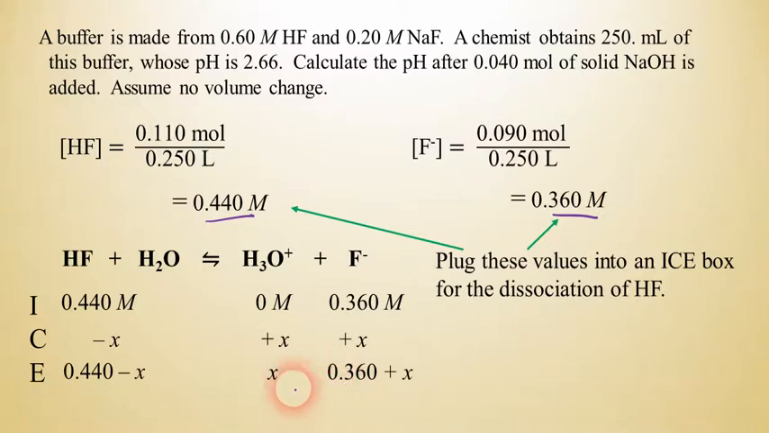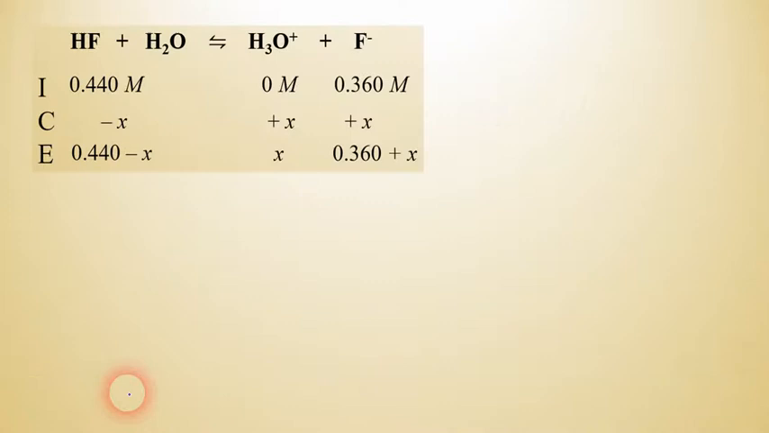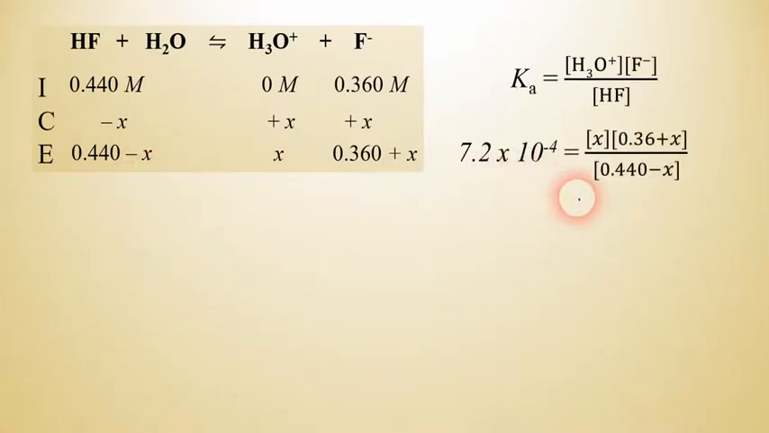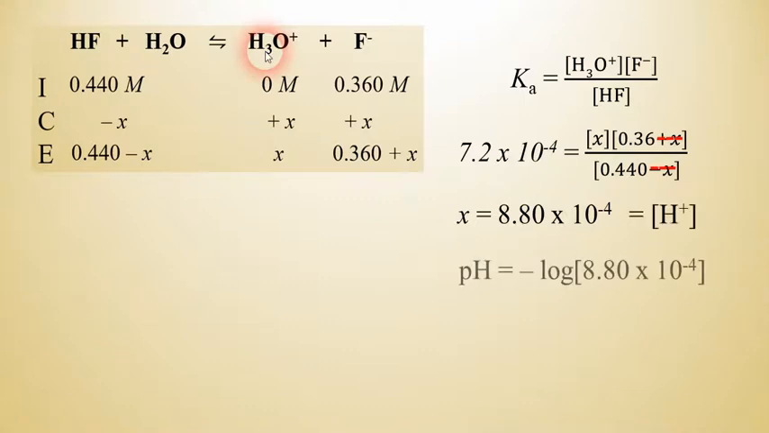We can now take these values and plug them into the equilibrium constant expression for the dissociation of HF. So it would look like that. And then we plug these numbers in. And of course, we would obliterate the plus X and minus X because those are very small. And we solve for X, and we get 8.8 times 10 to the negative fourth. And looking at the problem, X is the hydronium, or the H+. So if we just take the negative log of that, it gives us the pH, and that would be 3.05.